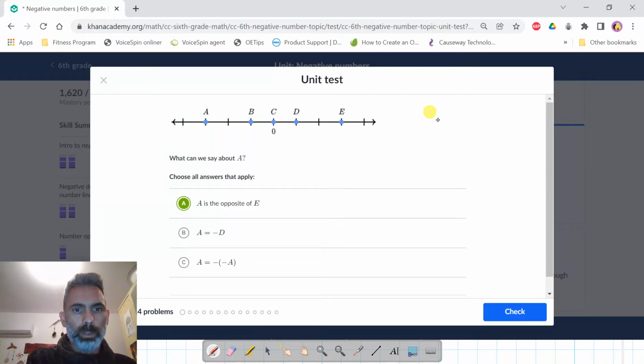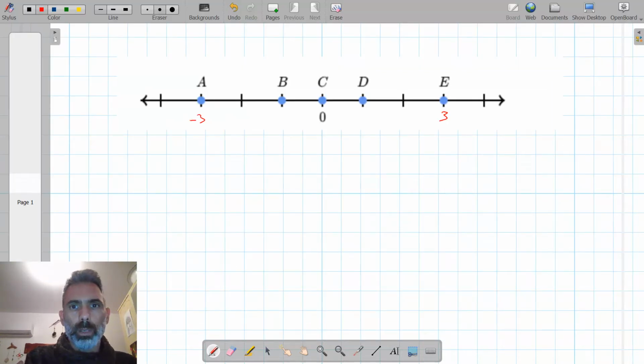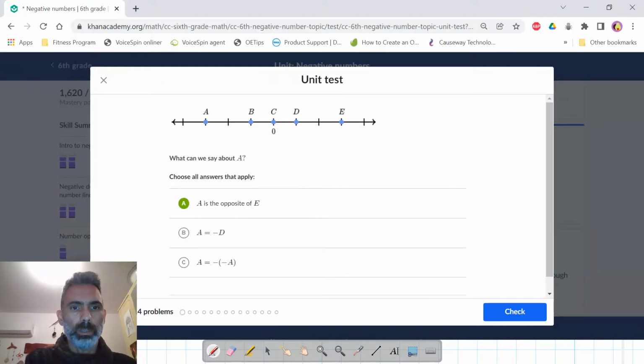A equals -D. Okay, so D is 1 hash mark to the right of the 0, -D is here. So A is not -D, so option B is not correct.